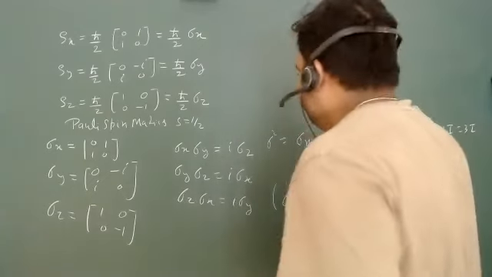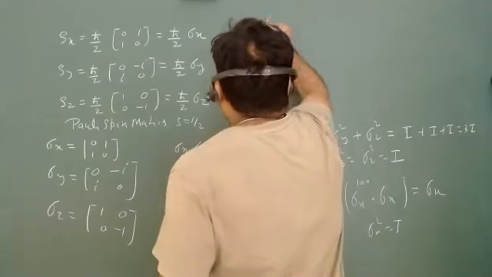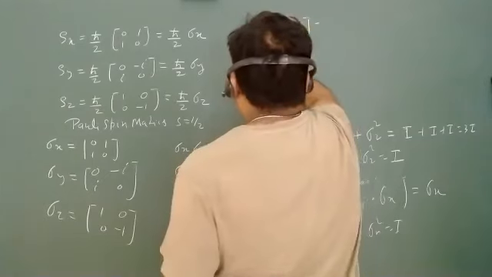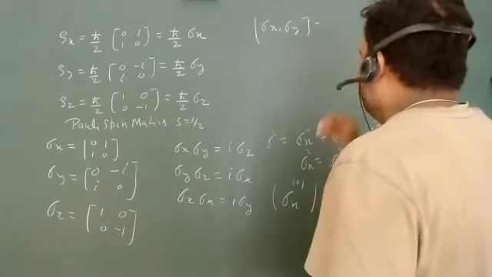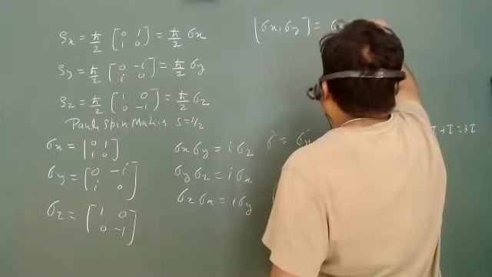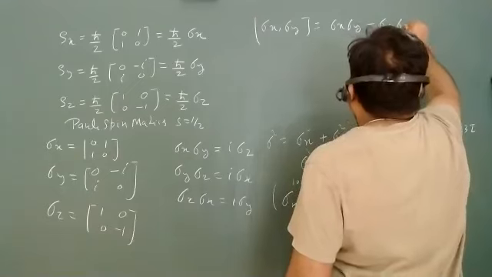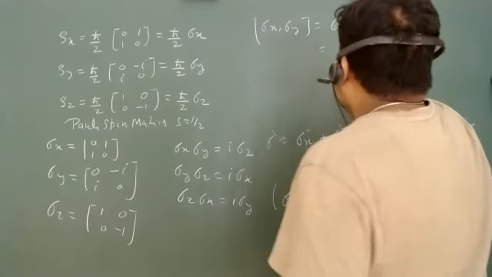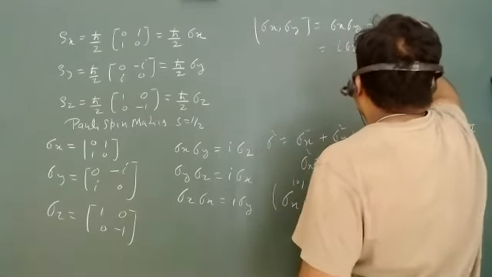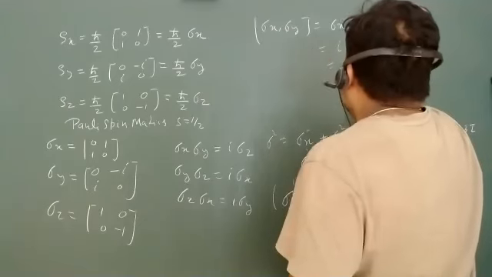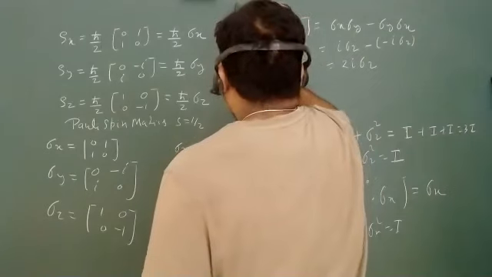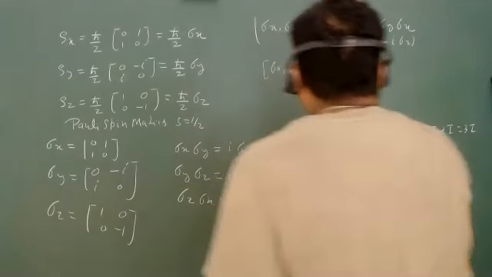So you can have sigma x into sigma y. Sorry, this is the commutation between sigma x and sigma y. This will be sigma x sigma y minus sigma y sigma x. What is sigma x sigma y? I sigma z minus minus I sigma z. So this will be 2I sigma z. So they are not going to commute. They are not commuting.